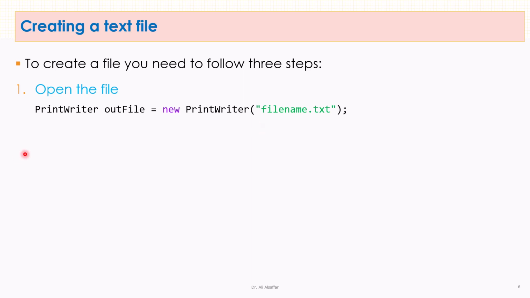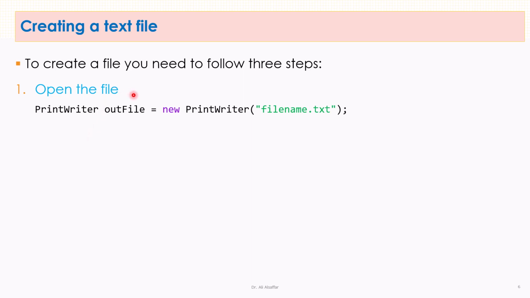So let us start. When we say creating a file, it means opening the file for writing. So we have two cases: either the file exists or the file does not exist. If the file exists, then it will be deleted and made empty and ready for writing. And if it does not exist, then it will be created and opened for writing.